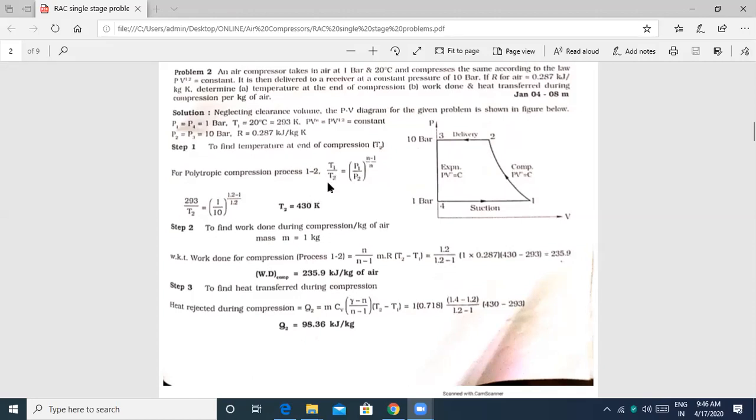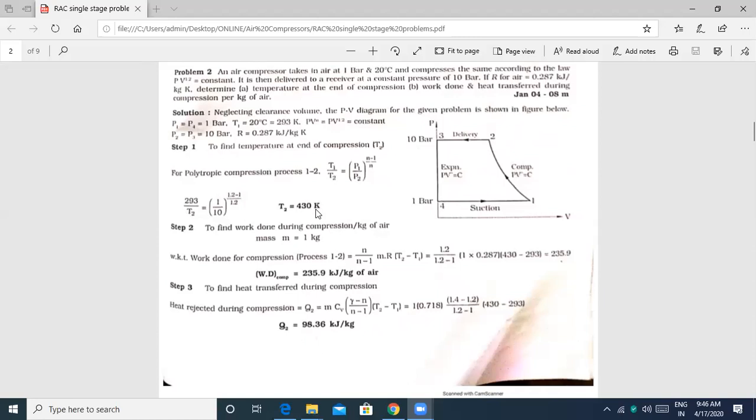Here T1 is 293 Kelvin, T2 is the unknown, and P1 is given as 1 bar, P2 is given as 10 bar, to the power of (1.2 minus 1) divided by 1.2. After solving this, we get T2 as 430 Kelvin.